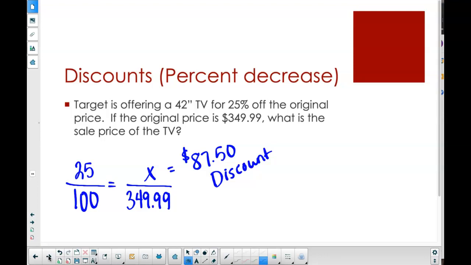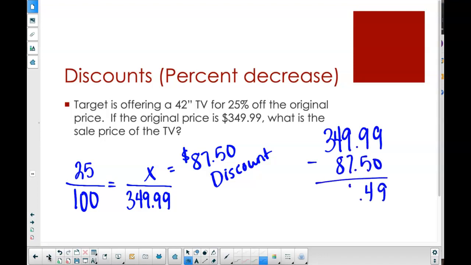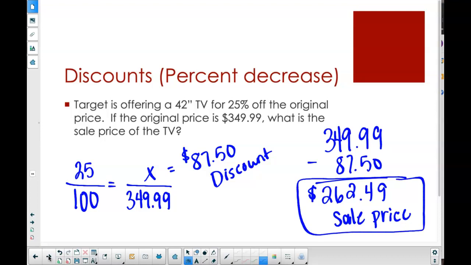I have to take the $349.99 minus the $87.50. I would have to pay $262.49. Everybody agree? This would be the sale price. So be careful what the question is asking for. Sometimes it'll ask you, what's the discount? If that was the question, I would have been down here. The question was, what's the sale price? So I need to do one more step.